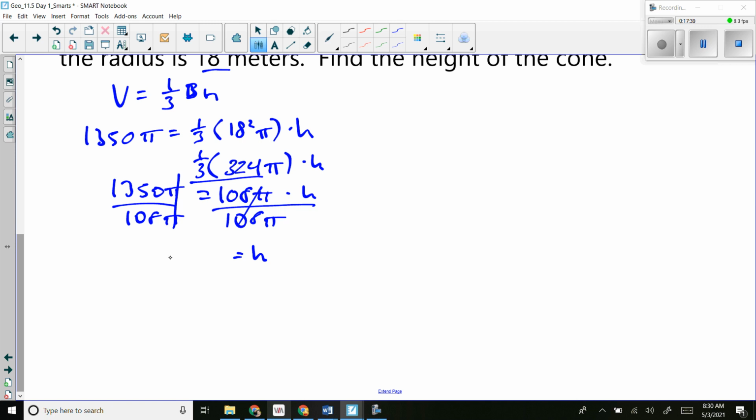And this gives me 12.5. Okay, so the height of this cone is 12.5. And let's see, what was this? This was in meters, 12.5. This is just going to be a regular meters because it's the height. That's just a length. It's not a volume.